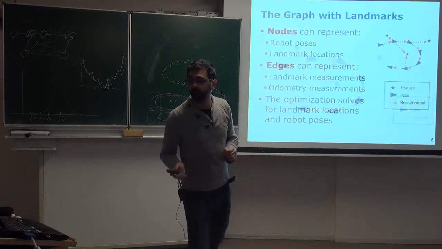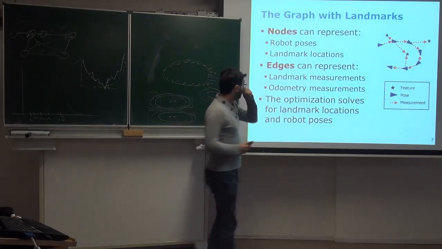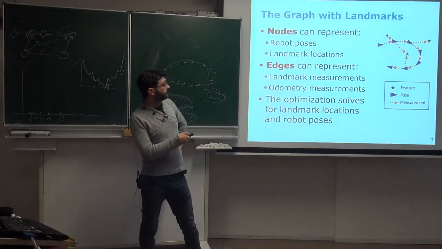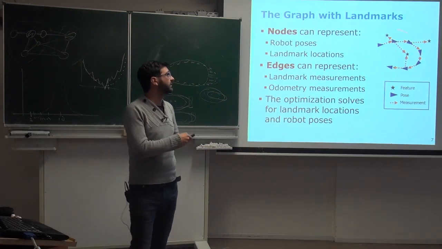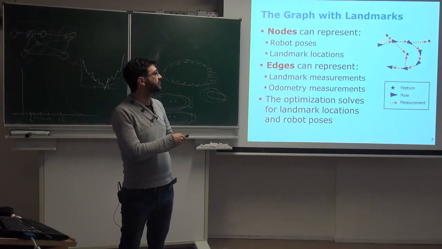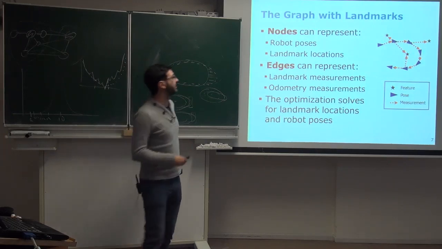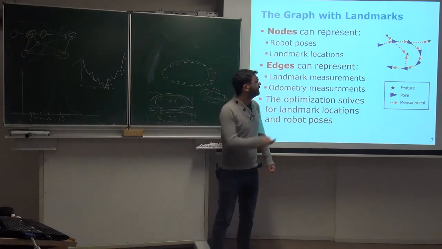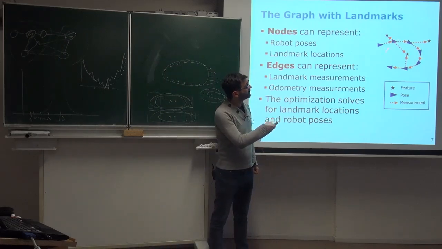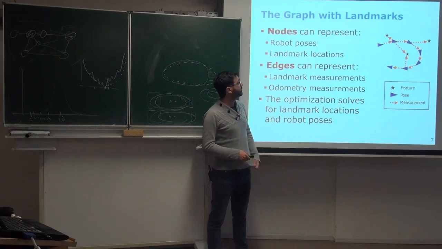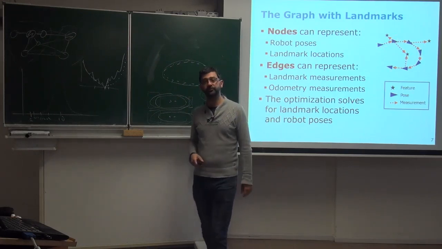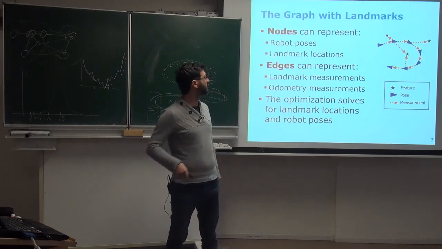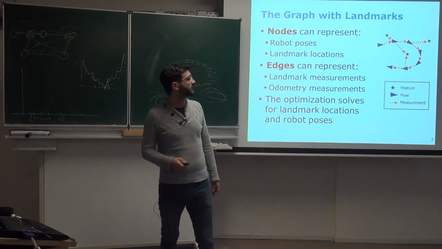Okay, so this is the graph we're considering right now, summarizing these two types of nodes. Stars are landmarks, arrows are robot poses, and we have these two families of measurements: odometry, as we call it, between robot poses, and landmark measurements between a robot and a landmark.